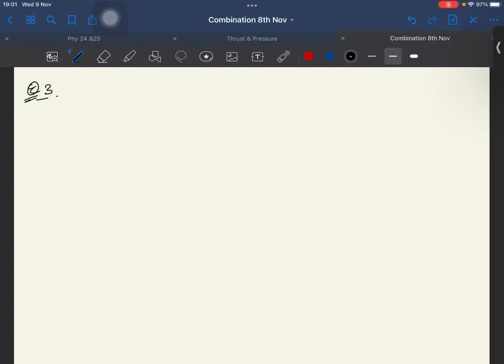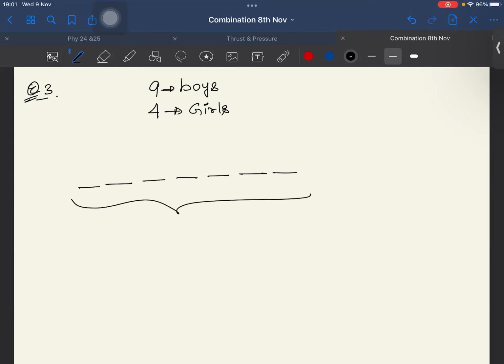So a total of 9 boys are there. This type of problem we have solved, but not exactly this problem. So 9 boys and 4 girls. This is problem number 3, right? A committee of 7 has to be formed. So a total of 7 places are vacant: 1, 2, 3, 4, 5, 6, 7. When you are arranging on these positions, that means you are doing permutation. But before this, you need to make a selection also, right?